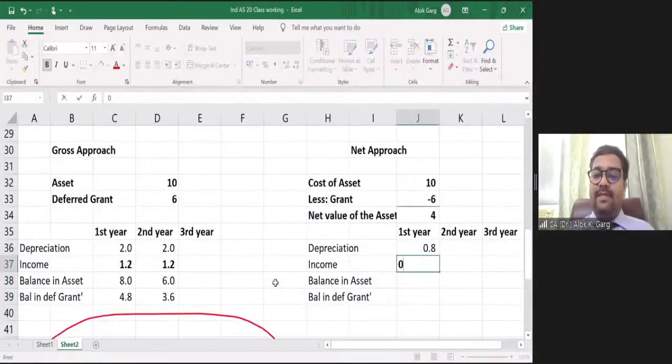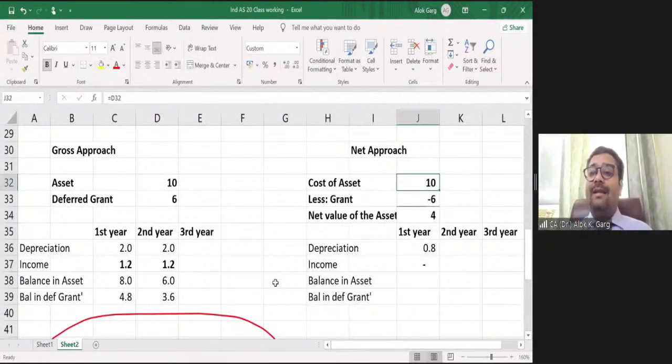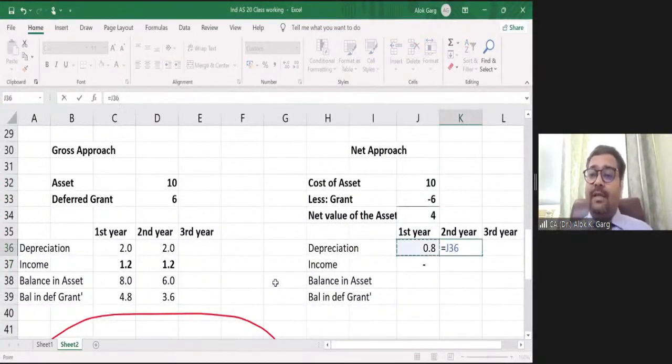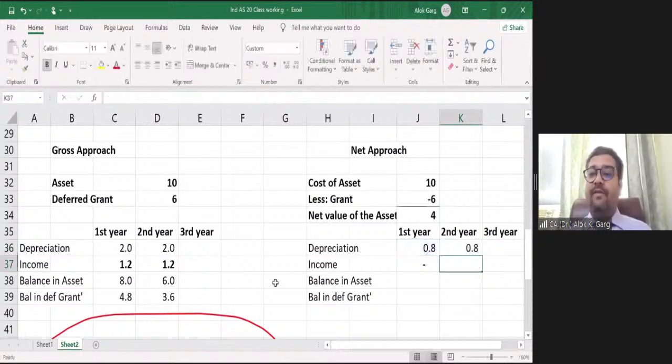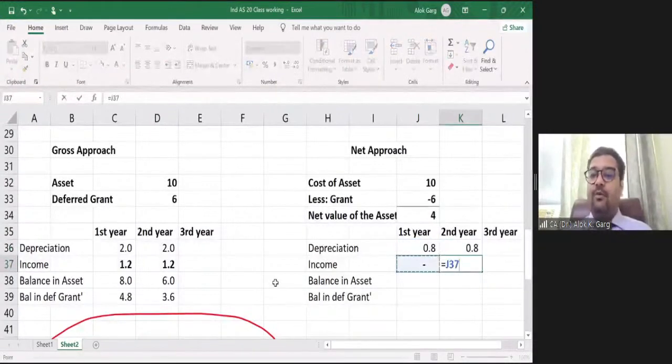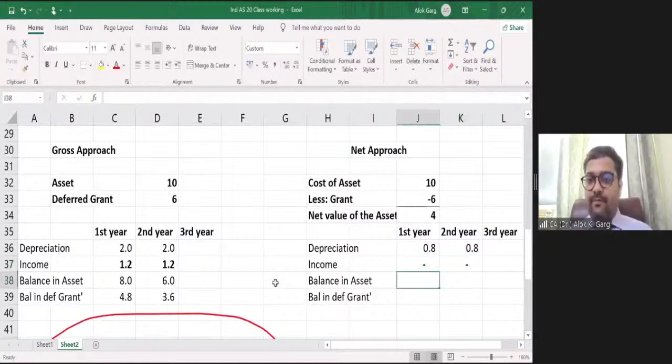Income will be 0. Why? Because the government grant is not recognized separately. The value of the government grant has been reduced from the value of the asset. So income is 0. In the second year, what will be the depreciation? 4 divided by 5, 0.8. What is the income? 0. Income is 0.